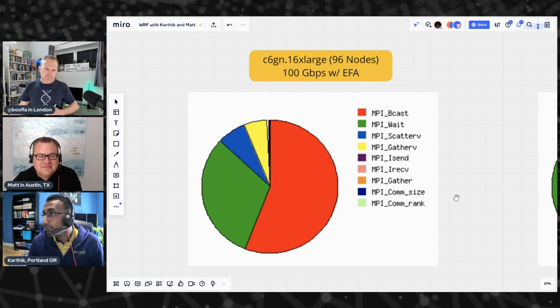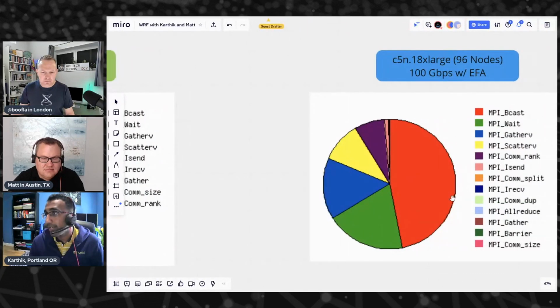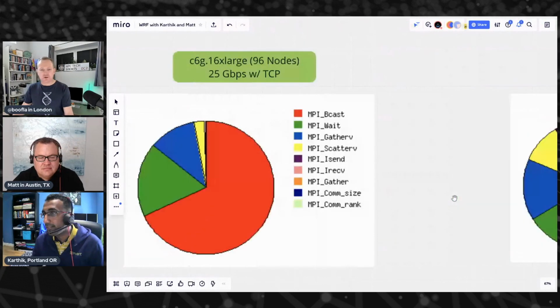This one shows C6GN 16x large at 96 nodes, and this has EFA. You can see that the majority of the time is spent in MPI broadcast. Most of the other routines are also collective routines, like scatter V and gather V. And in spite of it using collectives, we have drilled down a little bit on the message sizes as well, and these are pretty small, in the 4 to 8 byte range. That's not there in these. It's not there. Okay, right.